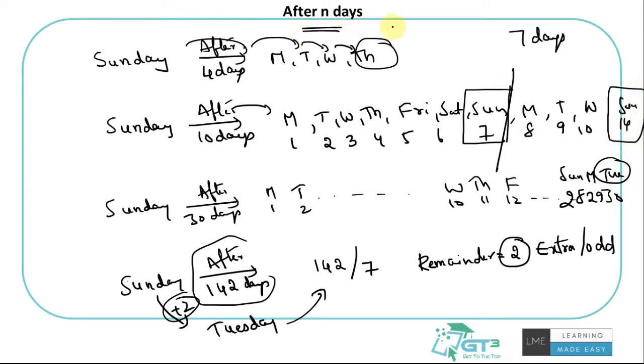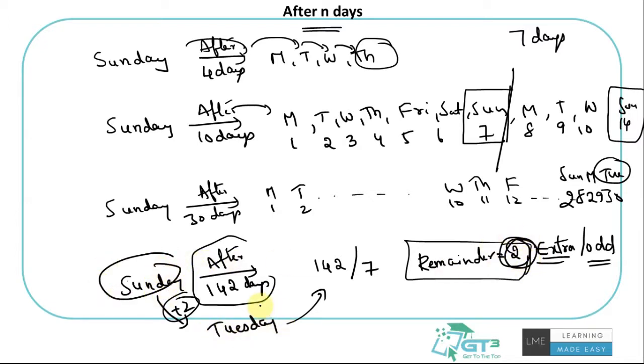Just understand, after any number of days that the question is talking about, all you need to do is divide by 7, get the remainder, and simply use that extra remainder. We call them extra or odd days. That's one type of terminology, but we just need to use those, add that to the current day and get the required answer. It's as simple as it is.